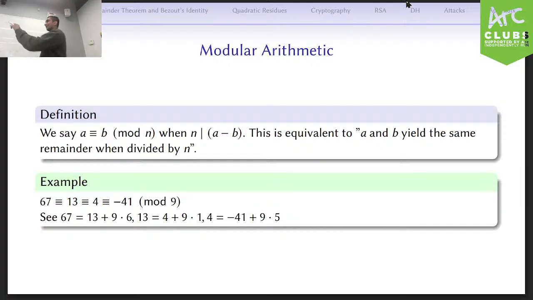Here are some nice examples. The first number, 67, is basically 6 times 9 plus 13. And negative 41 is 4 minus 9 times 5. These are the remainders, and when you take it in modulus, it gets simplified down. Oh yes, sorry, silly me. So that is a key result. I guess this is revision.